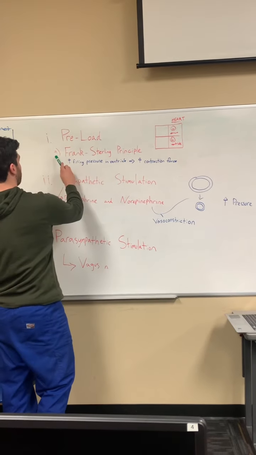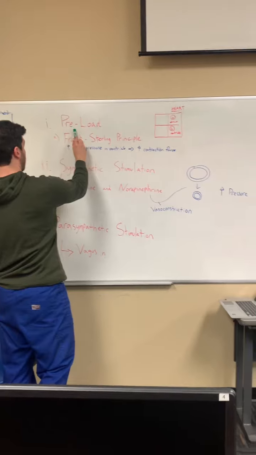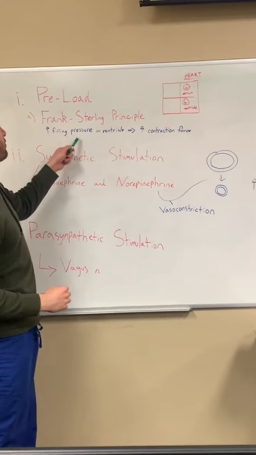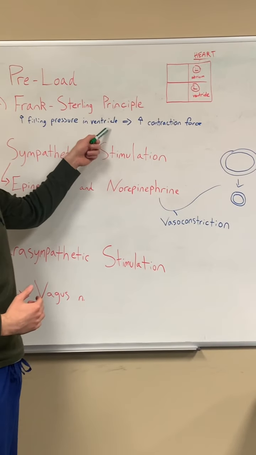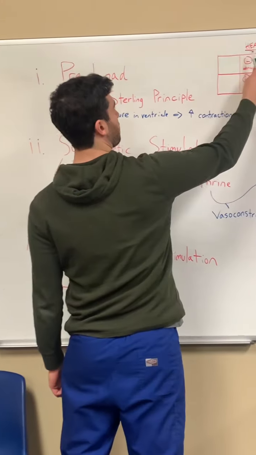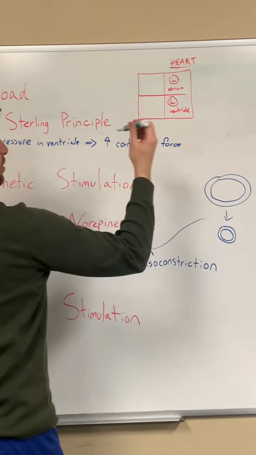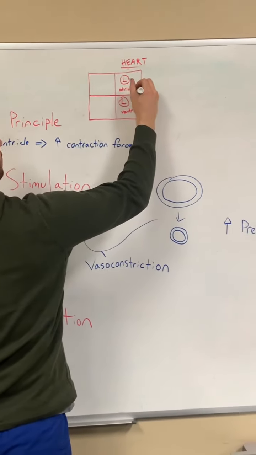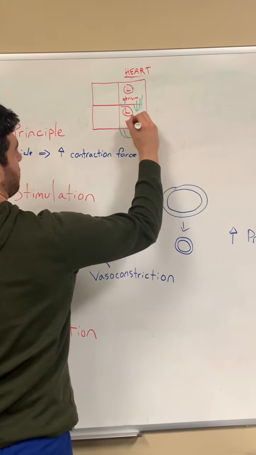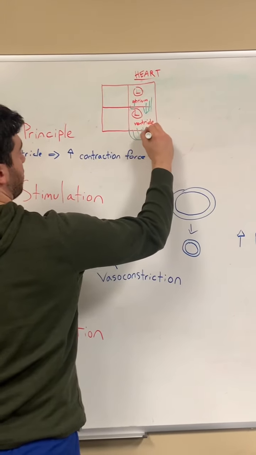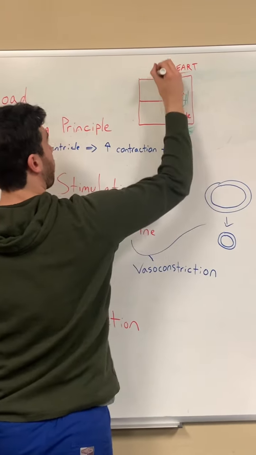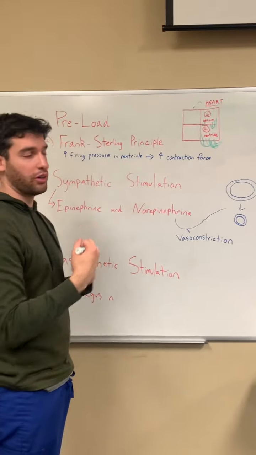So one thing that we want to focus on regarding that preload is something called the Frank-Starling principle, which just means that as you increase the filling pressure inside the ventricle, there's going to be increased contraction force that goes along with that. So if we look at this little mock diagram of the heart here, as blood starts to fill into this left ventricle, it's going to fill up and get a little bigger. Then with all that filling pressure, it's going to be able to pump it out harder through that aorta. When it gets filled up more, it'll pump out harder.